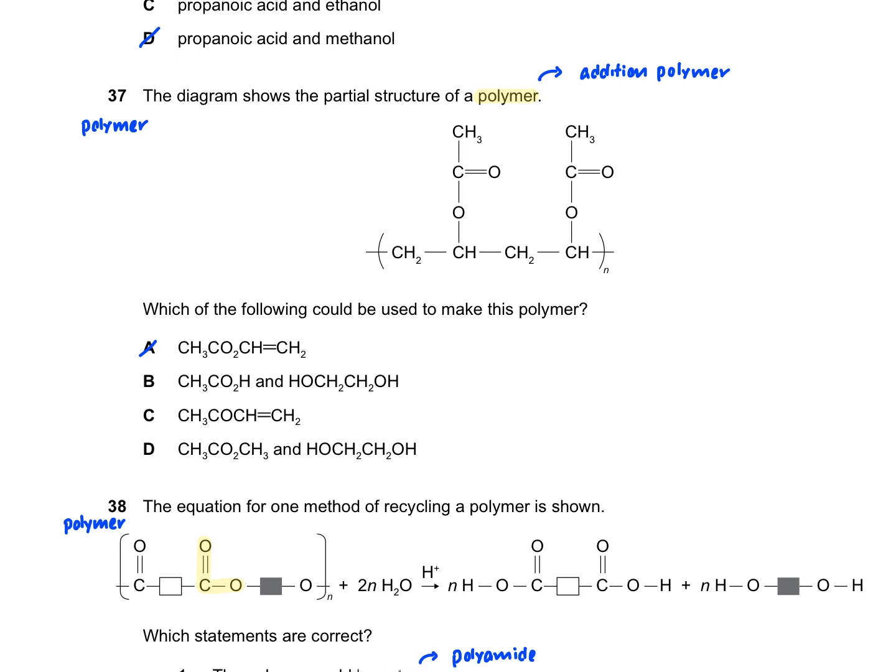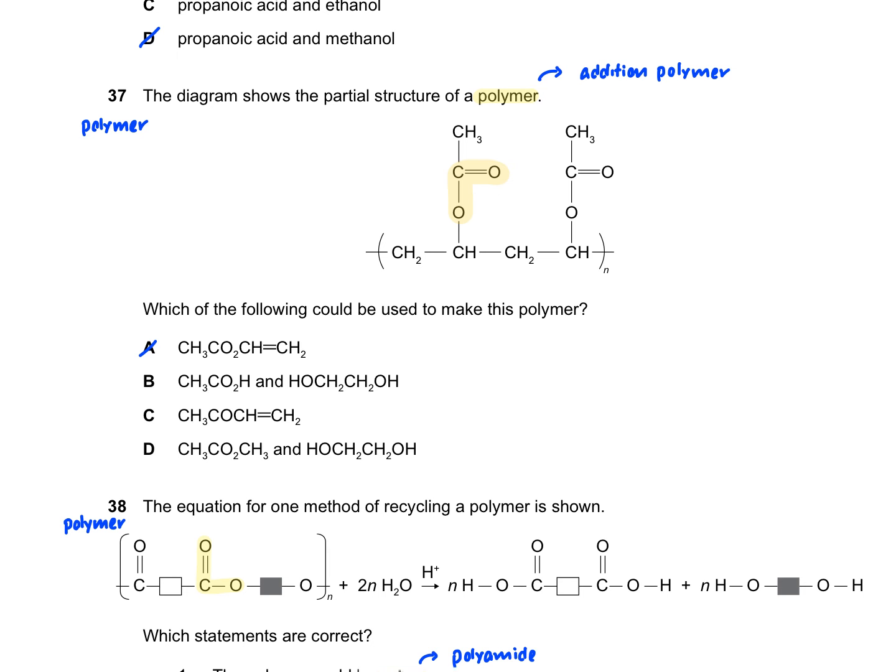Now, some of y'all may say that there is an ester group over here. Indeed, there's an ester group, but it's not linking the polymer together. So it's not considered an ester linkage. This is just a simple addition polymer. So for an addition polymer, how do we get back the monomer? The steps are as follows.